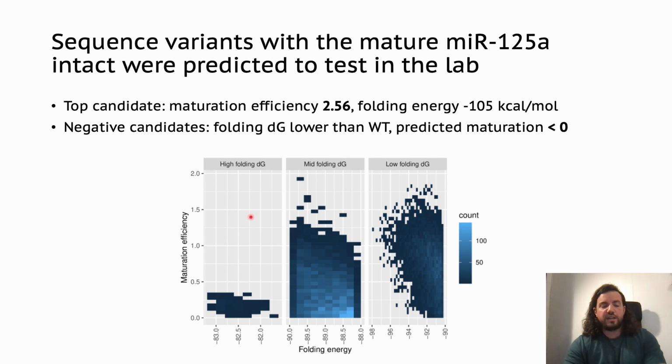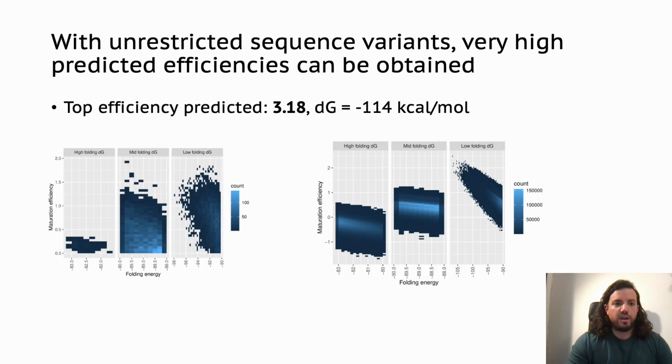And we also have negative candidates, which have dynamical signatures that are really unfavorable, because even with folding energy lower than the wild type, the predicted maturation efficiency is lower than 0. And if we don't restrict to keeping the mature sequence, we can get really high predicted maturation efficiency, so higher than 3 with a very low folding energy.